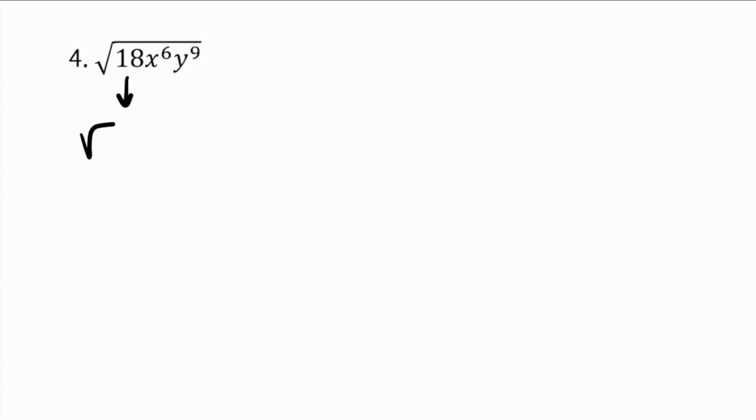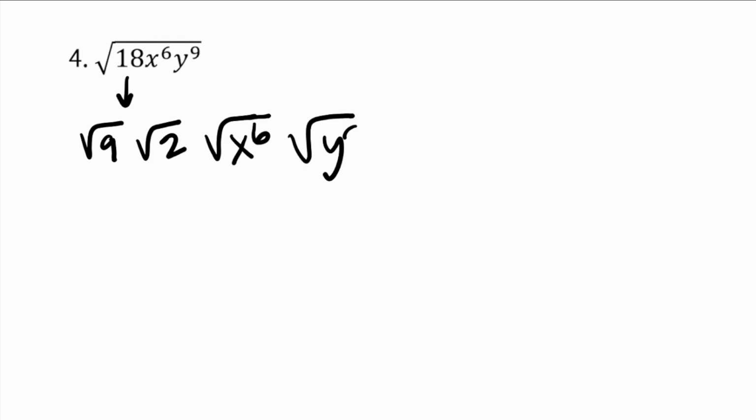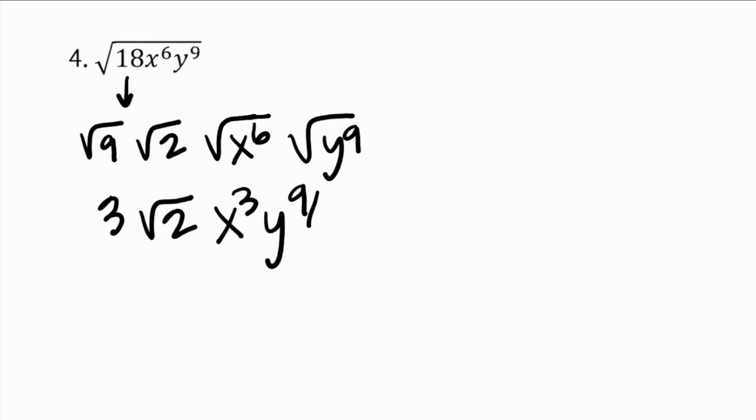Okay, 18 is 9 times 2 though, so I like where that's going. Square root of x to the 6, okay, that'll be half the power, that'll be x to the 3. And the square root of y to the 9. Was this one exactly the same on the other form? I don't know. Maybe it was. No big deal though. So 3 square root of 2 times x to the 3rd, and then y to the 9/2.